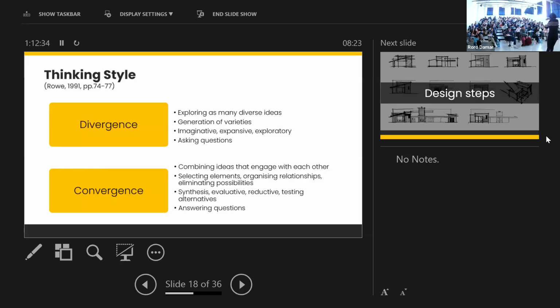Kalau umbrella, it's opening that way. So it means that you make so many decisions below you. Exploring as many diverse ideas, generation of varieties, imaginative, expansive, exploratory, asking questions. It usually happens in the analysis part. Have you done any analysis before?